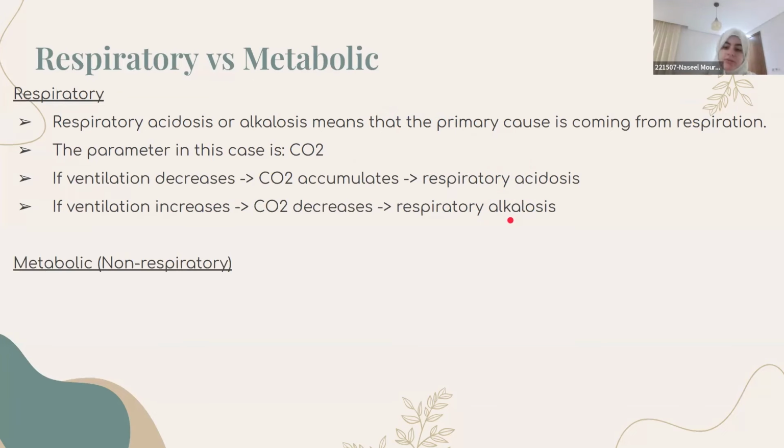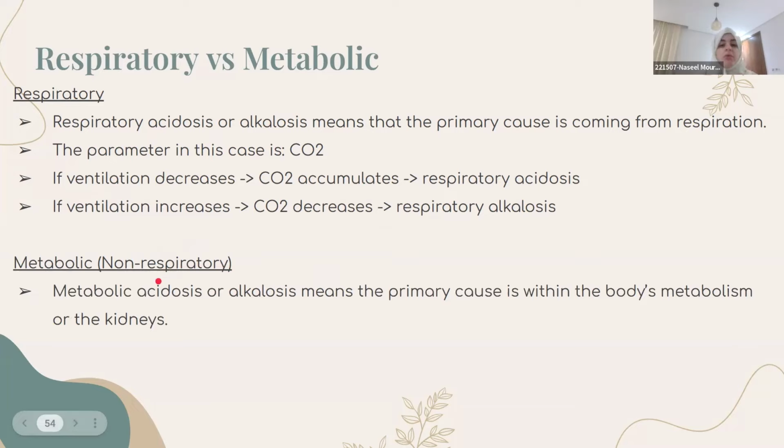Now, what about metabolic? Metabolic also means non-respiratory. That's coming from other causes. It can be the kidney, it can be the body's metabolisms, whatever. But it's not coming from respiration. So the parameter in this case would be what? What do you guys expect the parameter for metabolic disturbances to be? We said respiratory is carbon dioxide. What would metabolic be? HCO3, excellent. Okay, it would be bicarbonate.